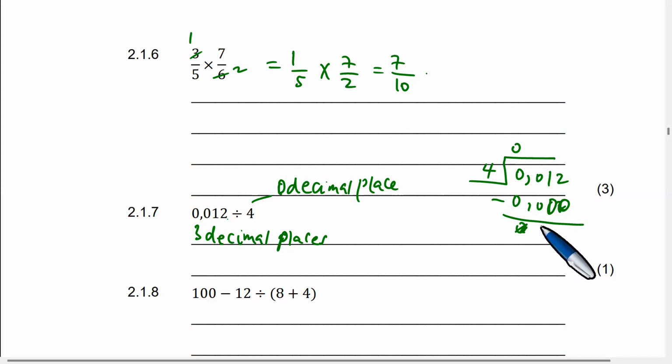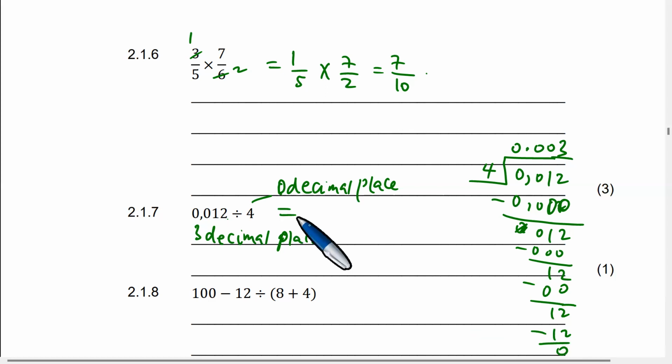And then you can always put the decimal point there. Then you look at 0, 1, 2, and you divide 0 by 4. It becomes 0. You subtract and then you have 1, 2. You can go on to divide 1 by 4, get a 0. You balance. Then you divide 12 by 4, you get a 3. And 4 times 3 is 12, remainder 0. So it is possible to say this divided by that is 0.003.